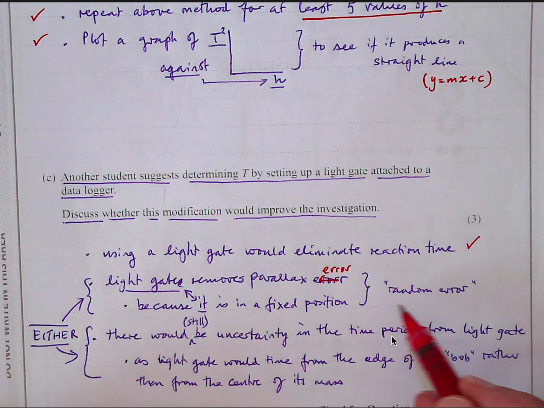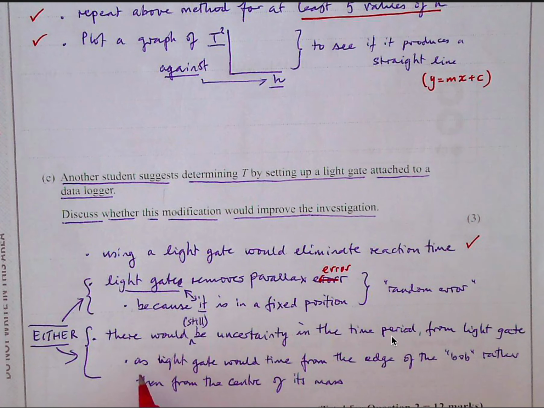time period, even though you're using a light gate, and this is the explanation, the light gate would time from the edge of the bob rather than from the center of its mass. So this is the kind of answer they're looking for.